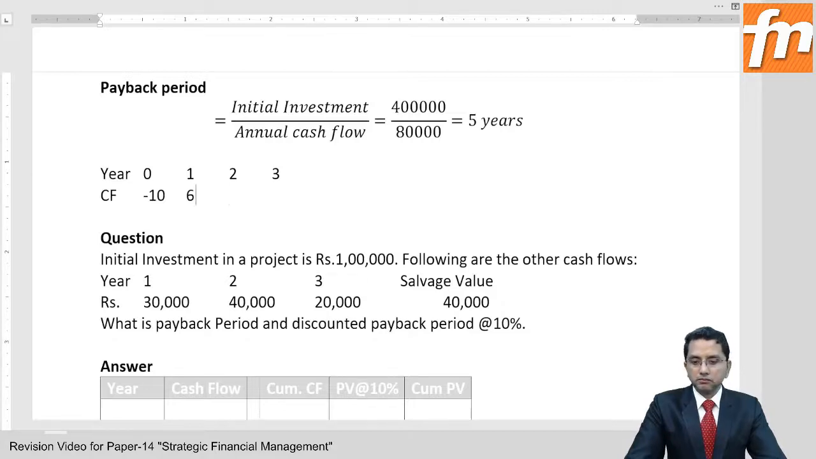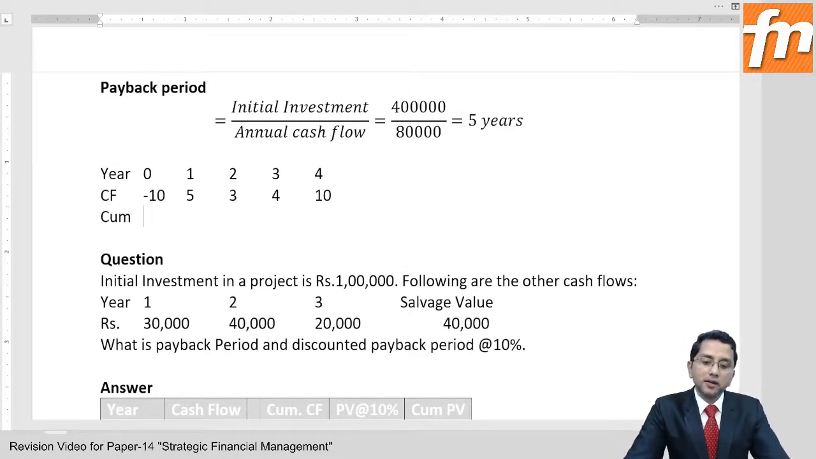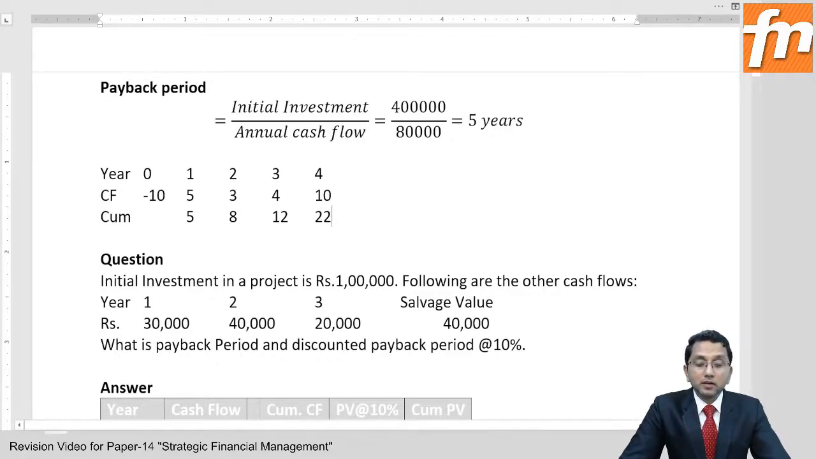Let's say this is 5 lakh. In the second year, it is 3 lakhs. In the third year, it is 4 lakhs. And in the fourth year, it is 10 lakhs. So I can simply calculate cumulative cash flow, right? So here this is 5, 5 plus 3, 8, 8 plus 4, 12, 12 plus 10, 22. I want to recover 10 lakh.